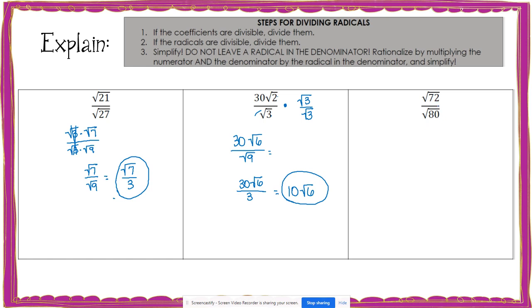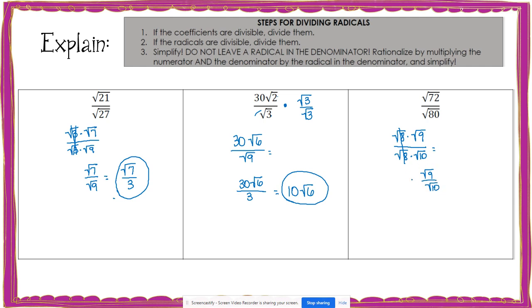For the square root of 72 over the square root of 80, we know that 72 cannot be divided by 80, so instead we're going to look for common factors between 72 and 80. Well, we know that both of these numbers are divisible by 8. If I rewrote the square root of 72, I would say the square root of 8 times the square root of 9. And if I rewrote 80, I would write the square root of 8 times the square root of 10. Well, our square root of 8 would cancel, and I would really be left with the square root of 9 over the square root of 10.